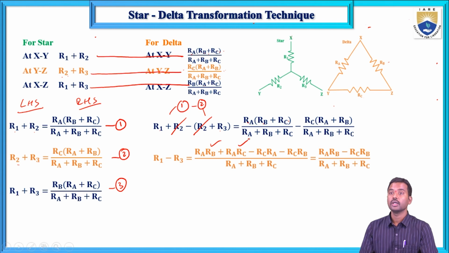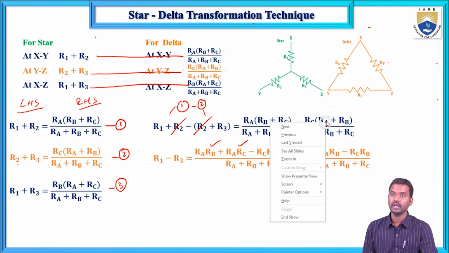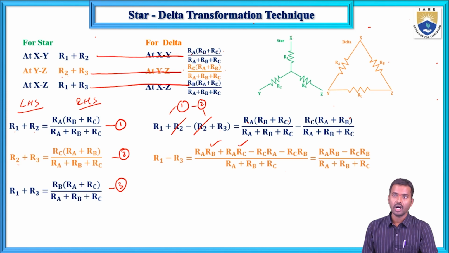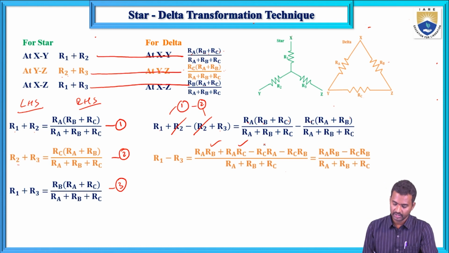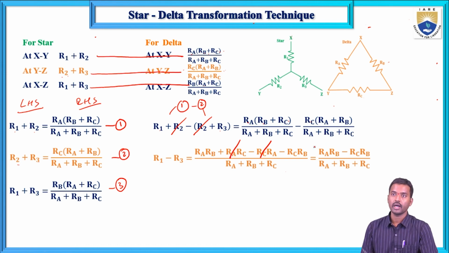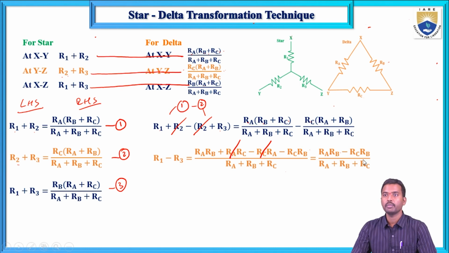Next, the denominator is same, RA plus RB plus RC, and minus of RC RA and RC RB. Now what are the same terms here? RA RC and RC RA, these two are same. Now this one and this one are same. Cancel it. Now this equals RA RB minus RC RB, RA RB minus RC RB divided by RA plus RB plus RC.